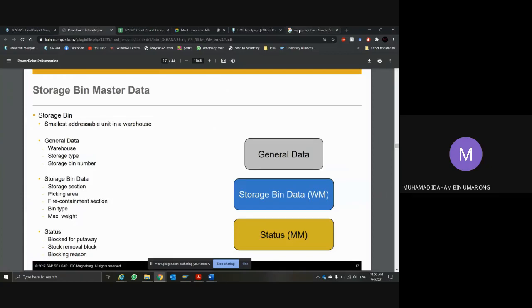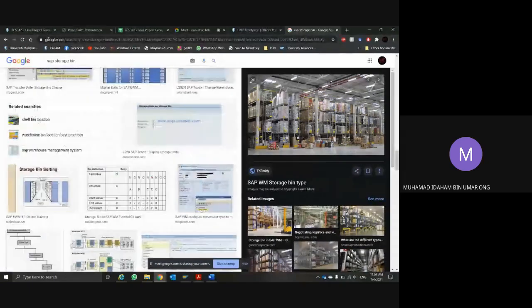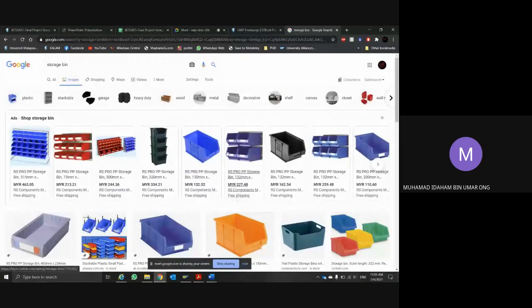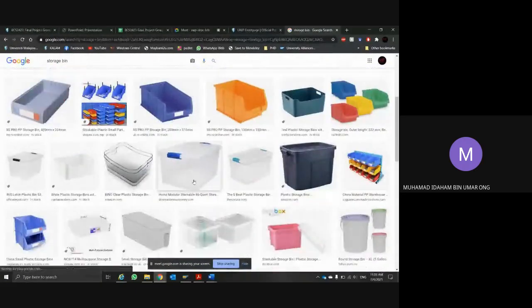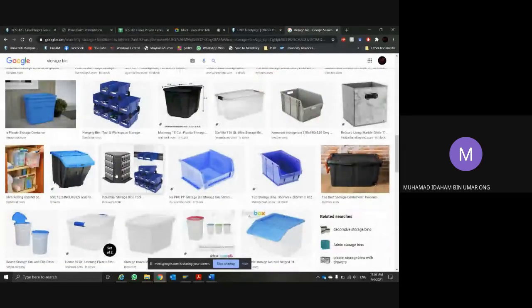But other than that, there is also... this is not really helpful. Okay, sample of storage bin. It can be this way, it can be this way, it can be that way. These are all considered as storage bins. And for those of you who also notice, if you go to Watson, there are storage bins that came into the store. This is where they are restocking it. They are not going to be keeping the storage bins inside the Watson outlet themselves. They're going to be returning them back to the warehouse, depending on where they came from.